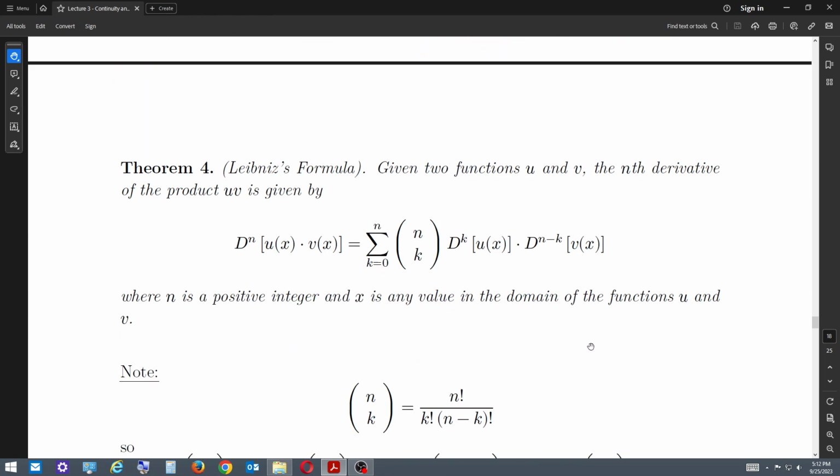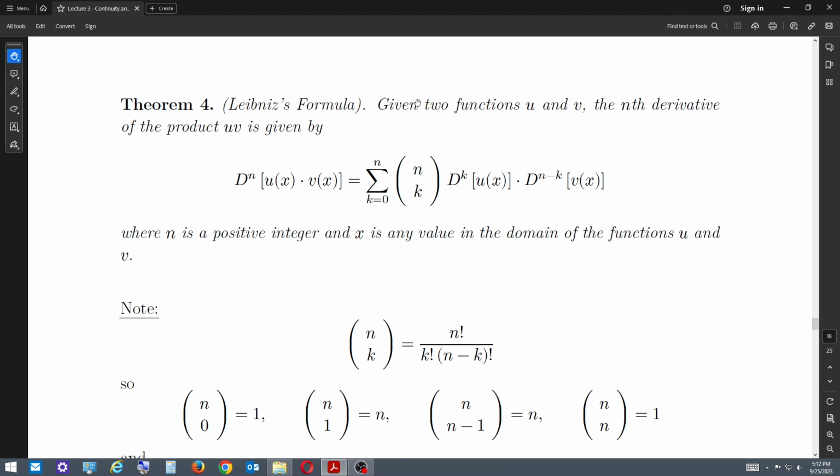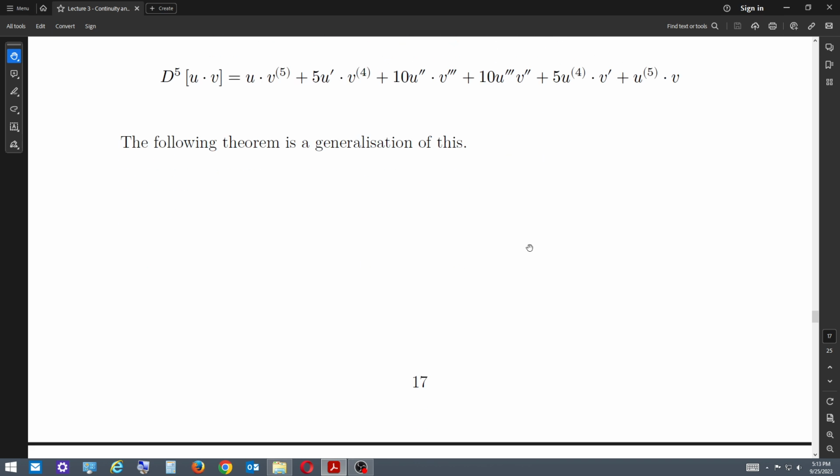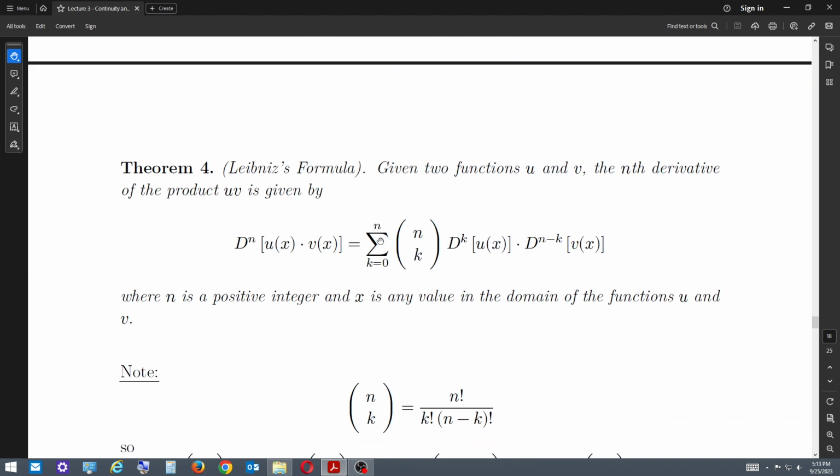Okay, so let's look at what the formula actually says. Given two functions u and v, the nth derivative of the product uv is given here. Again we're using this notation: D to the power of n represents the nth derivative, and u of x times v of x is the product. The formula says it's equal to a summation. Notice that here it's always things being added, and once we have things being added, we can represent that as a summation. So k goes from 0 to n.